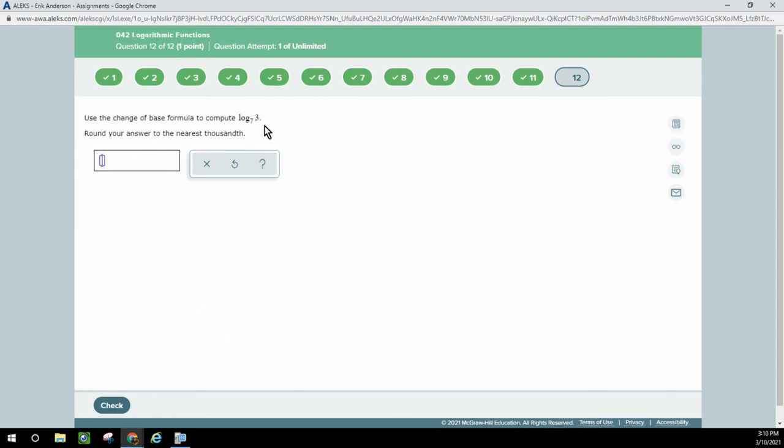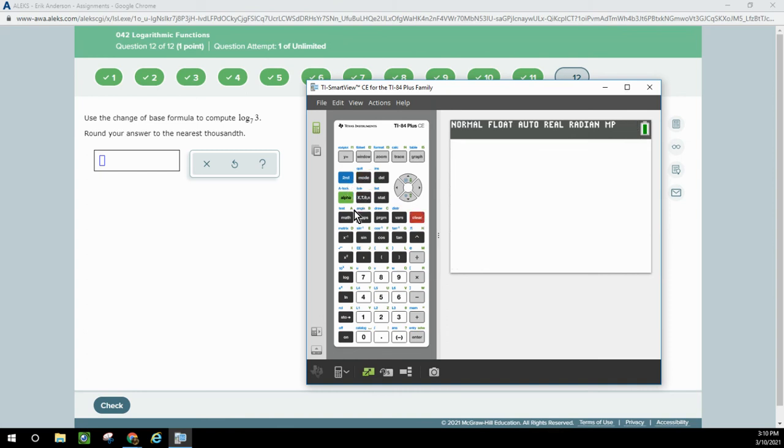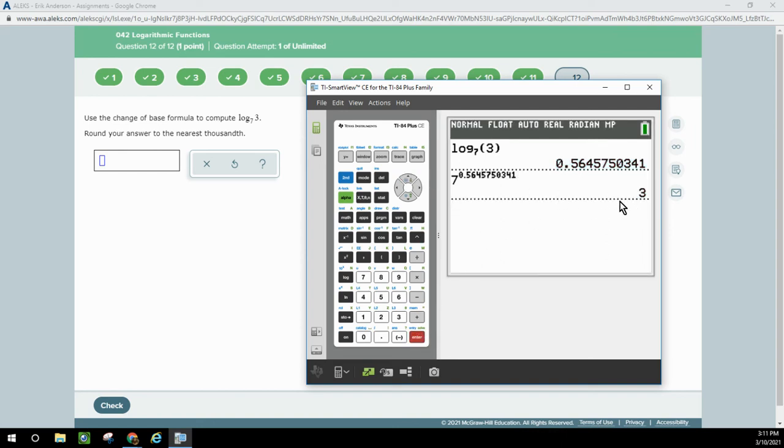Use the change of base formula to compute. So the change of base formula, I'll show in just a second. If we just go ahead and use the log base key, you see log base 7 of 3 is this value, because 7 to that power is about 3. There's this formula that if we do log of 3 divided by log of 7, it'll give us the same value, 0.565.